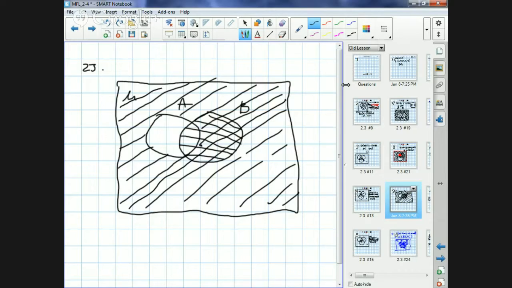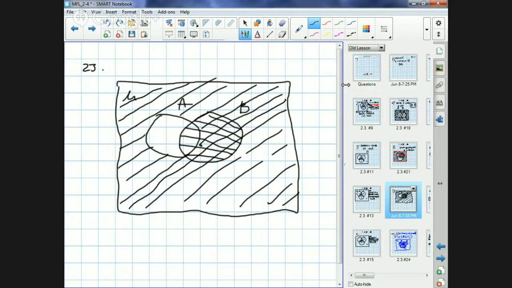Intersection is cross-hatching. Yes. Union is shaded. Correct. Yeah, all shading. Another good thing to know.